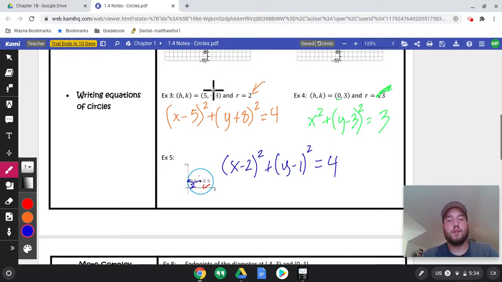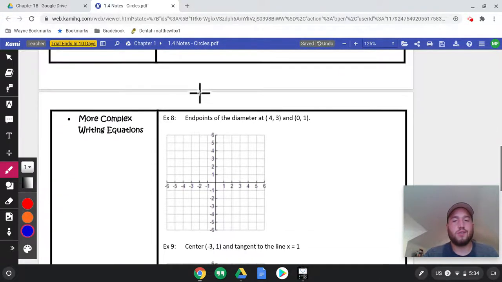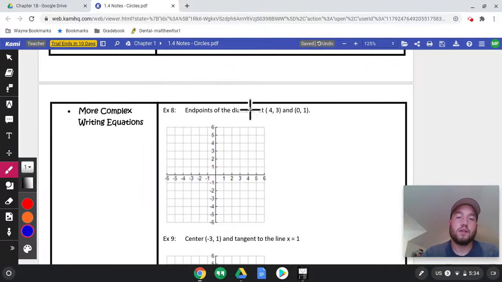All right. So go ahead and flip it over to the back of the notes, and here's where it starts to get a little bit more tricky. Okay, so here they tell us there are endpoints of the diameter at 4, 3, and 0, 1. So if these are our endpoints, we can start by plotting them. So 4, 3, 0, 1. Now we know that these are our endpoints, which means our center has to be halfway between those. So down 1 over 2, down 1 over 2, it'll be right in the middle of those two.